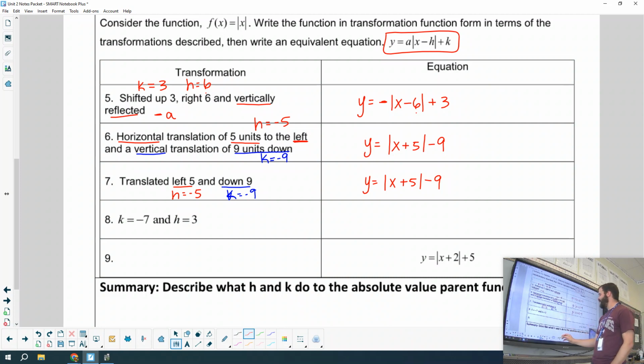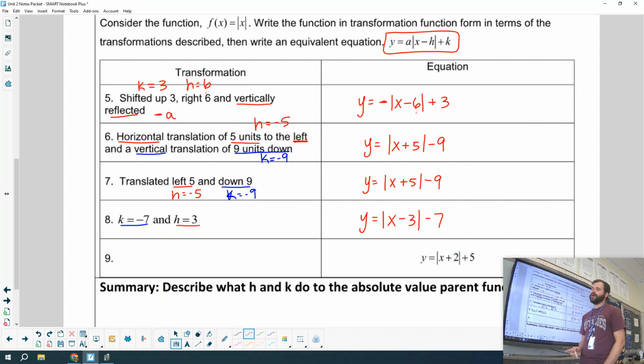All right, what if my k is negative 7 and my h is 3? Okay, we can write this one out. Y equals, it doesn't say anything about the a, but if my y equals, there's no a, so my h is 3, so we're going to go x minus 3, and then my k is negative 7, so we'll go minus 7.